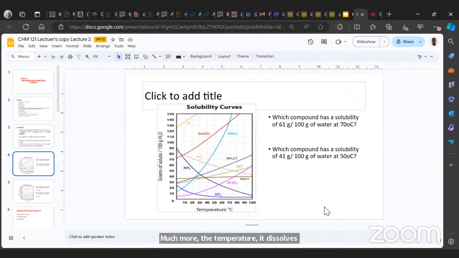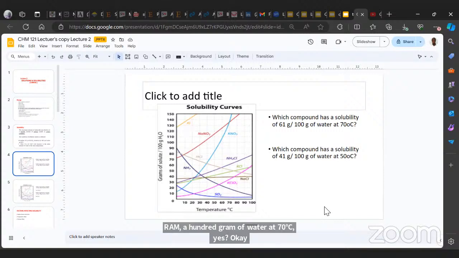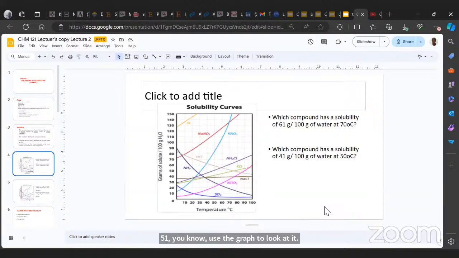So which compound has a solubility of 61 gram per 100 gram of water at 70 degrees Celsius? You use the graph to look at it. At 70 degrees Celsius, yes, NH. So the solubility curve has told you the temperature, as in the conditions, for dissolving a particular amount of solute.